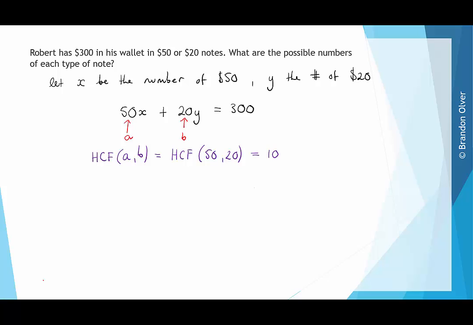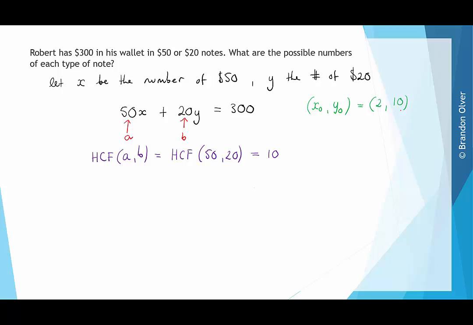We also need to find one integer solution, x0, y0, which satisfies the linear equation. So one possible solution you might be able to find is x is 2, which gives $100 in $50 notes, and the remaining 200 is 10 times $20 notes. So one solution could be 2, 10.